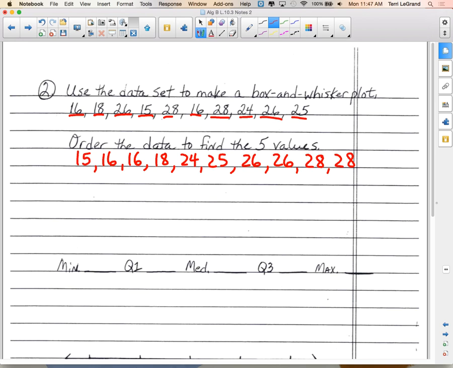How many data values do we have this time? 10. Okay. By now, hopefully you have figured out the difference between having an odd number of data values and having an even number when you have to find medians. So on the front side, did we have an odd number of data values or an even? Odd number, 9 is odd. Could we land exactly on the median? Was the median one of the data values? Yes. When there's an even number of data values, can we land on a data value in the middle? No, we can't, can we?